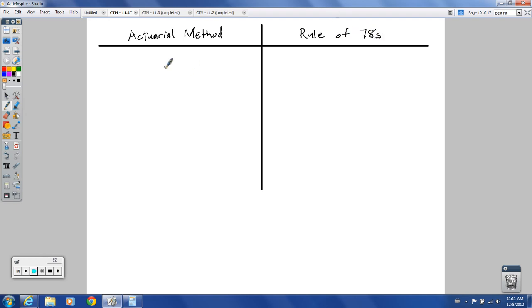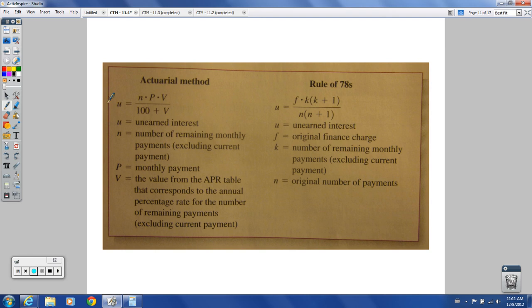And so there's some equations that go along with these. These are not going to be equations that I'm going to try to make you memorize. I will give you these equations on the test. So this is the equation for the actuarial method. This is the equation for the rule of 78ths, and then it tells you underneath that what the meaning of the variables is.